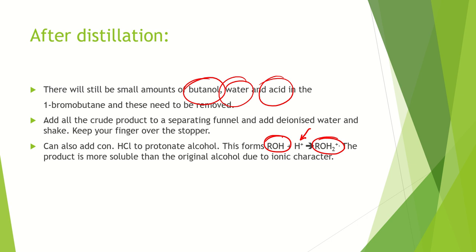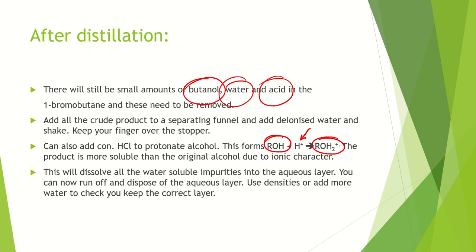So if I add water to my distillate, and then I give it a good shake up, anything that is water soluble will dissolve into the water layer. The 1-bromobutane, which is not water soluble, will stay on a separate layer. By protonating the alcohol with the concentrated hydrochloric acid, I make it even more soluble in the water, so even more of it should be removed from the 1-bromobutane. So, like I said, when you do that, all the water soluble impurities will make their way into the water layer, and you will have two layers in your separating funnel.